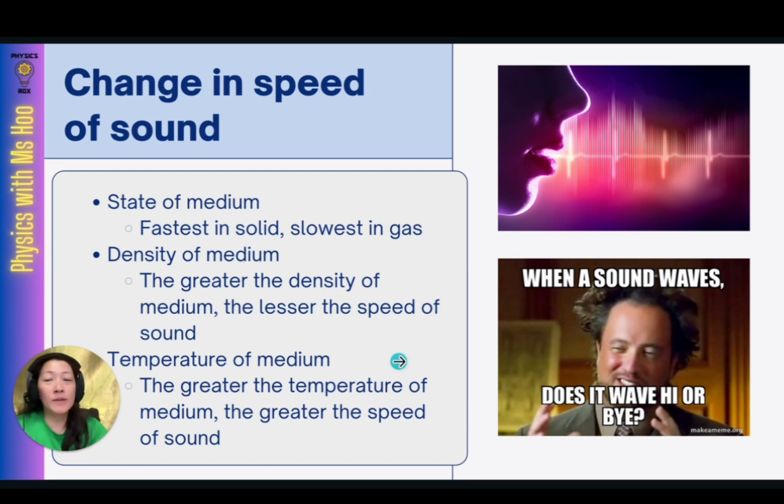Temperature of medium is also a factor. The greater the temperature of medium, the greater the speed of sound. This is because the greater the temperature, the greater the average kinetic energy, which means that if the particles can travel faster, they can also transfer energy more quickly.